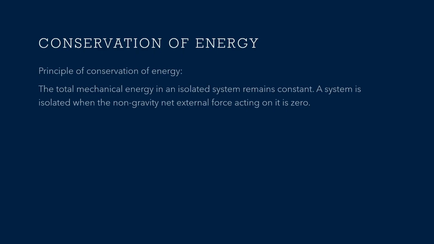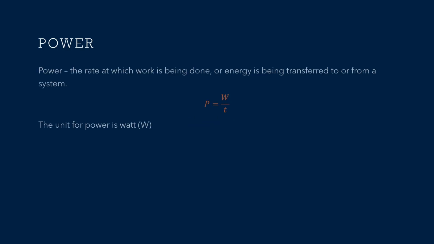Now we're going to move on to power, which is a very short subsection as well. We know that power is defined as the rate at which work is being done, or the rate at which energy is being transferred to or from a system. And the formula for power is given in orange, as you can see, and the unit to measure power is the watt, represented by the symbol of capital letter W.